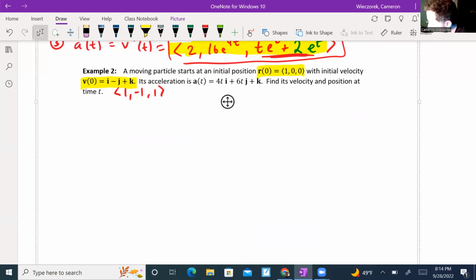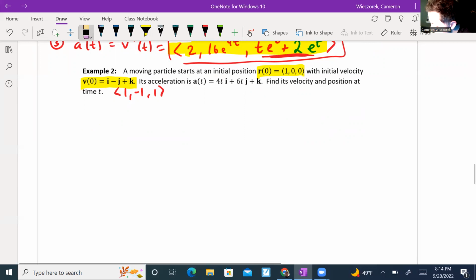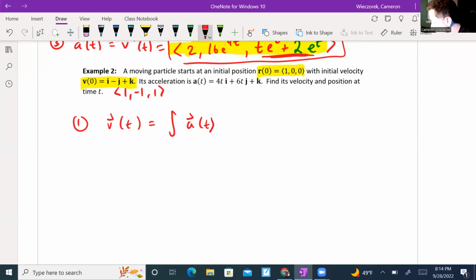We want to find the velocity and position at time t. Okay? So remember the relationship: acceleration is the derivative of velocity. So the first thing I would have to do here: before I can get position, I'm going to have to get velocity. How do I get velocity? Well, to get velocity, I'm going to have to integrate the acceleration function since I'm going backwards. So I'm going to take the integral of a of t.